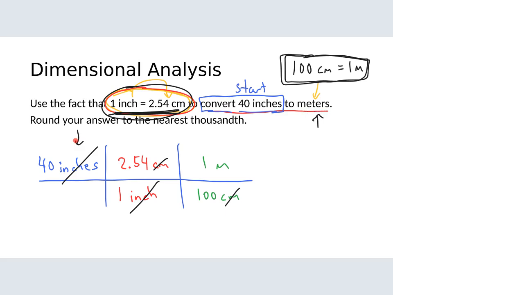I started with inches. I used this unit fraction to convert to centimeters. And then I used this unit fraction to convert to meters. Meters is where I was trying to get to, so that's all the steps I need. Once I get to this point, now I need to multiply everything that's in the top together. So we're going to multiply all those together, and that'll be 40 times 2.54 times 1.